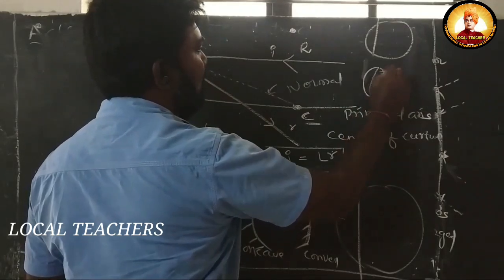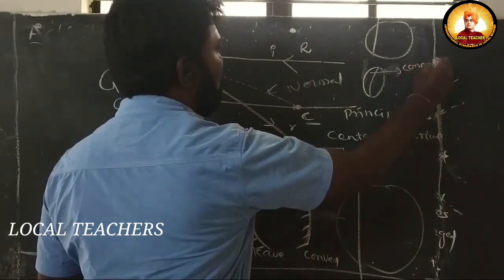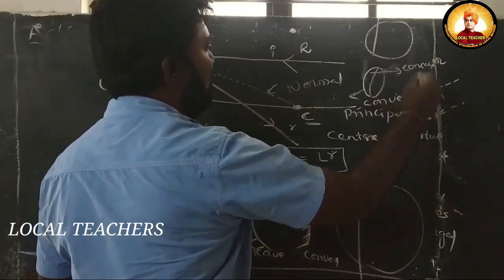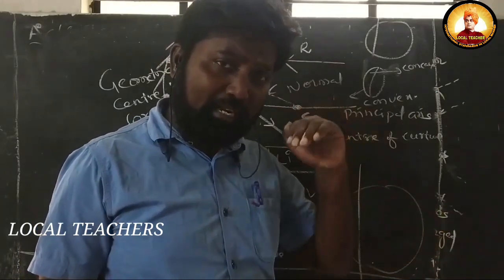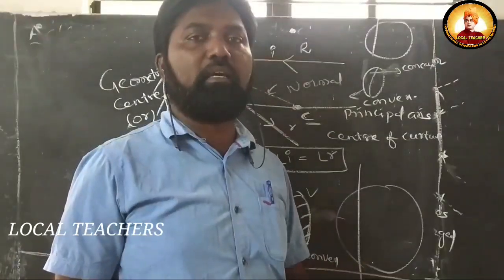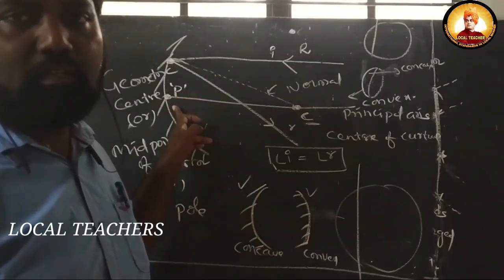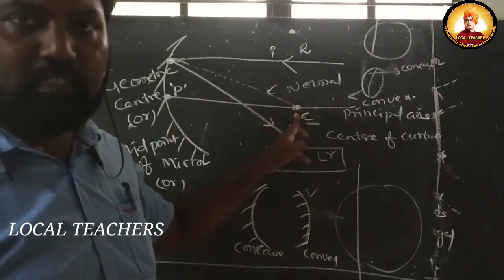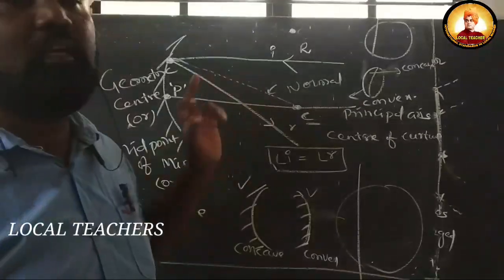So this represents concave, and this represents convex. Concave and convex are the spherical mirrors which are true portions of the sphere. Here we identified the midpoint or geometric center, the pole, and the center of curvature, and we drew the incident ray, the reflected ray, and the normal.